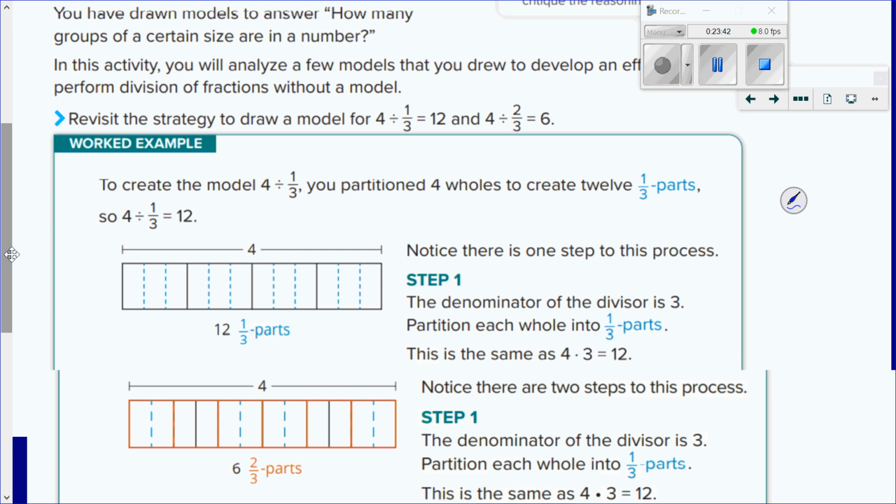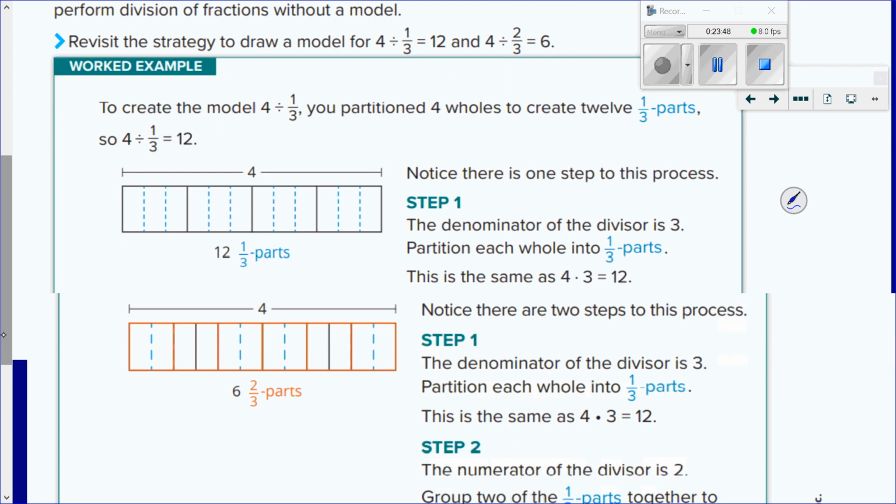A partition model is our next one. Basically, all you're doing is the same thing as we did in the last one, but I'm still just partitioning the piece, the dividend, into how many pieces it is, and then counting how many I end up with. So if I take 4, and I drew 4 blocks, I then divide the blocks into thirds. I would simply count how many I had.